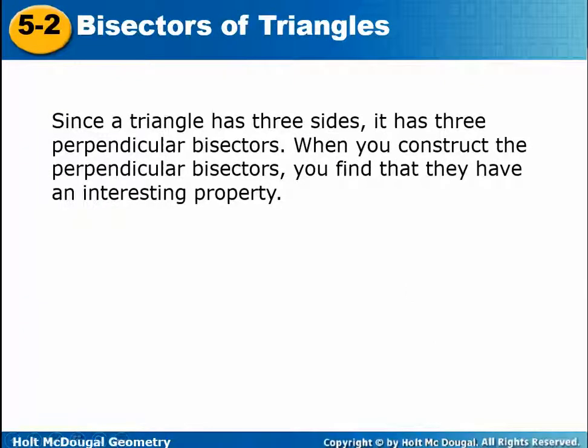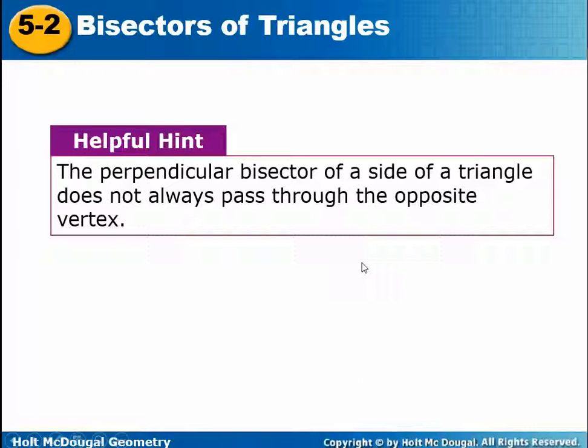All right, since a triangle has three sides, it has three perpendicular bisectors. That makes sense because you can do a perpendicular bisector for each side. When you construct the perpendicular bisectors, you find they have an interesting property. All right, so first of all, remember that the perpendicular bisectors of a side of a triangle do not always pass through the opposite vertex.